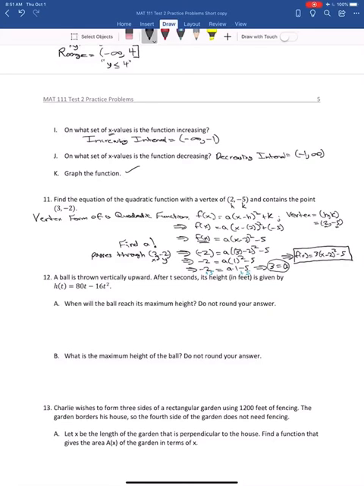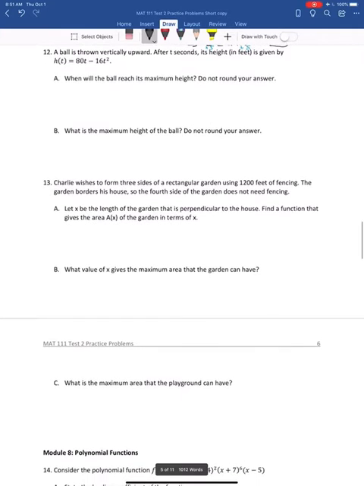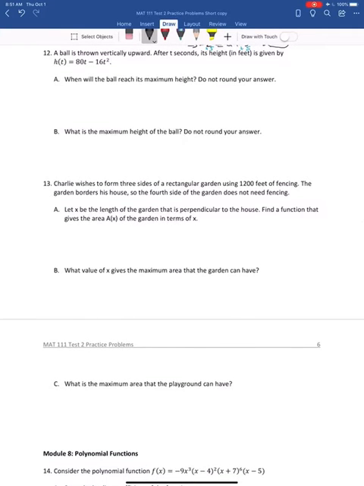All right, let's move on and look at a couple of applications using quadratic functions. So looking at problem number 12, it says a ball is thrown vertically upward. After t seconds, its height in feet is given by h of t, which is equal to 80t minus 16t squared. So we have a quadratic function. So I want to make note of this quadratic.